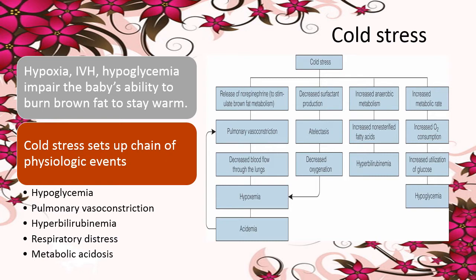Looking at the decreased surfactant production, that leads to atelectasis and a decreased oxygenation, which leads to hypoxemia and acidemia. Looking at the increased anaerobic metabolism, that runs into increased non-esterified fatty acids, which leads to hyperbilirubinemia. With the increased metabolic rate, you have increased oxygen consumption, which leads to an increased utilization of glucose, which leads to hypoglycemia.